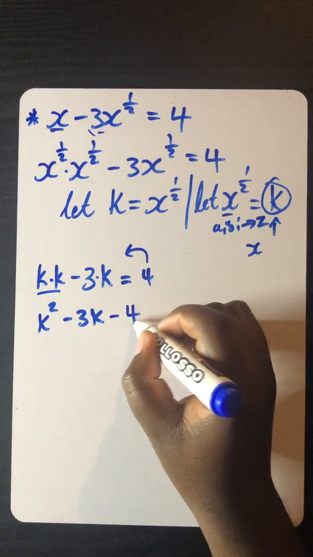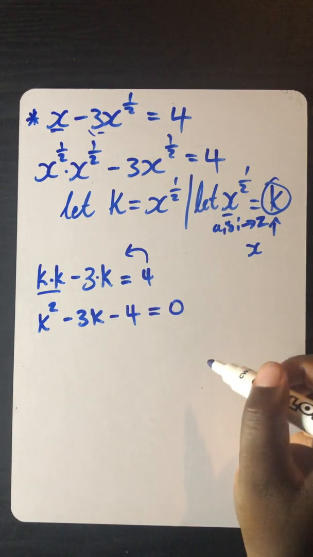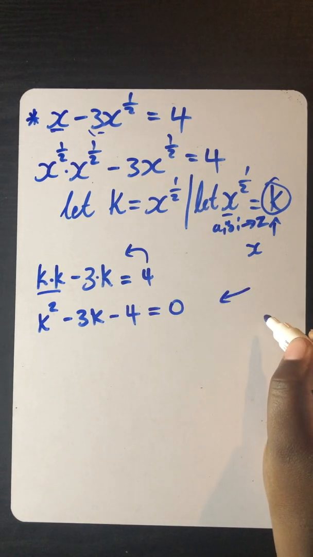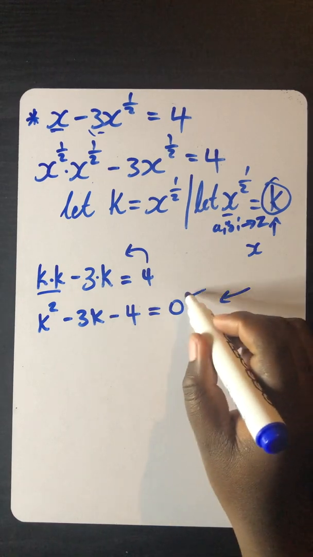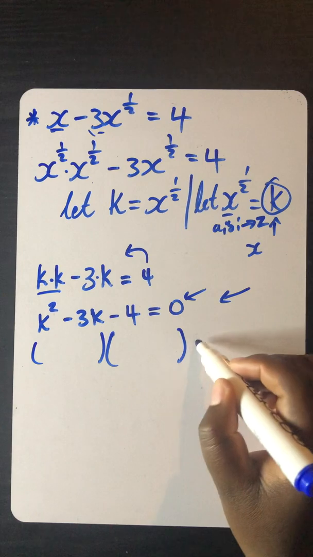Remember, it changes the sign. It becomes minus 4. Then it's equated to 0. Can you see? Now I've got a quadratic equation. Because it's already equated to 0, it means I can find the factors.